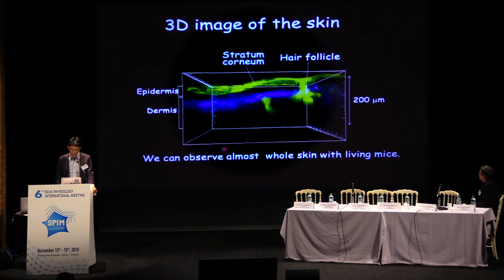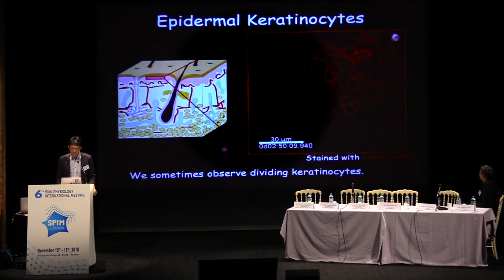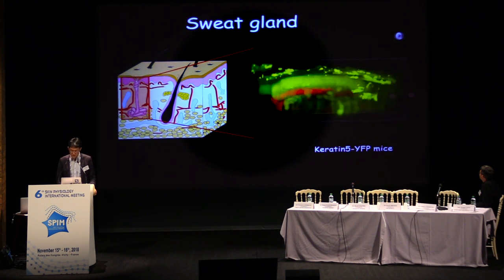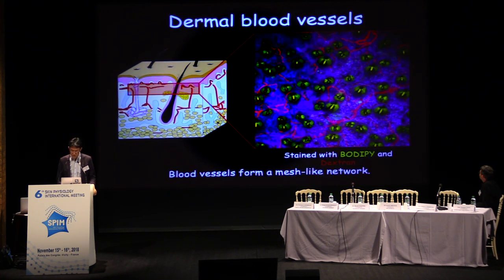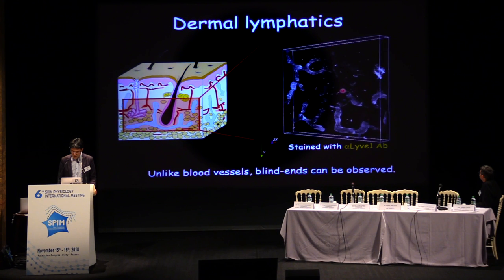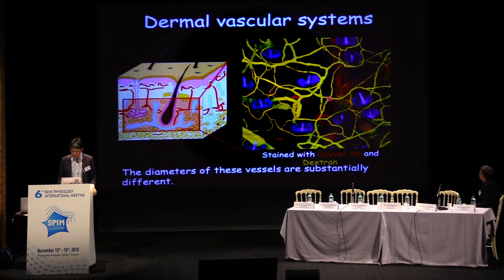So we can see keratinocyte proliferation like this and this and this in vivo. And we can also see sebaceous glands and sweat glands here. And also we can visualize blood vessels and lymphatic vessels. And we can see lymphatic vessels closely. And we can also see the distribution of blood vessels and lymphatic vessels in a non-invasive manner.